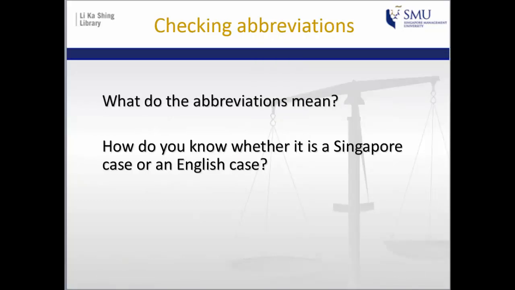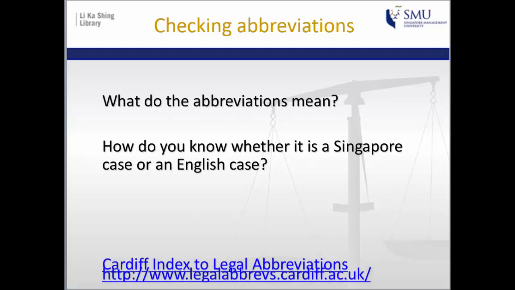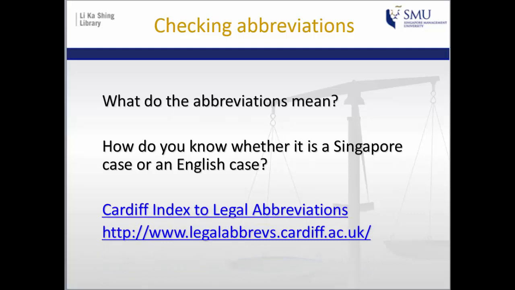There are a large number of law reporters for different jurisdictions. No one can actually memorize all these abbreviations. So, where can we find the meaning of the abbreviations? Now is the time for us to introduce to you a useful tool, the Cardiff Index to Legal Abbreviations. It is a website published by Cardiff University, and it indexes the names and abbreviations of all the legal publications including law reports.